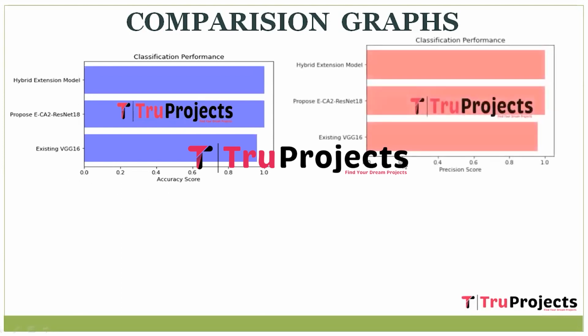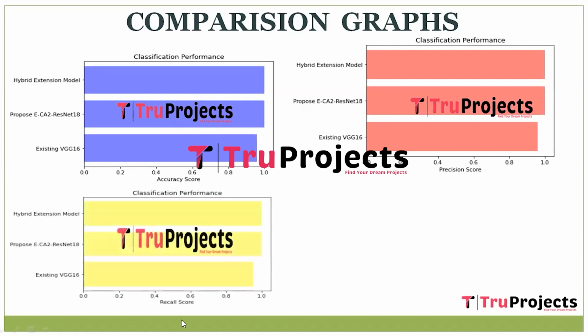Coming to precision score, it is a metric that quantifies the accuracy of positive predictions made by the model. It is defined as the ratio of true positive predictions to the total number of positive predictions. Here on the x-axis we have the precision score for all algorithms, and on the y-axis we have algorithm names.